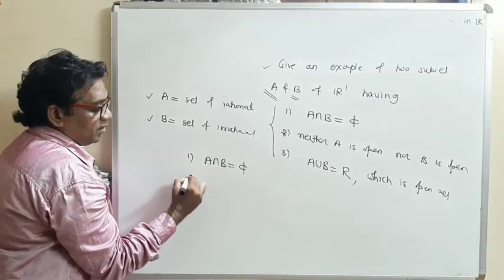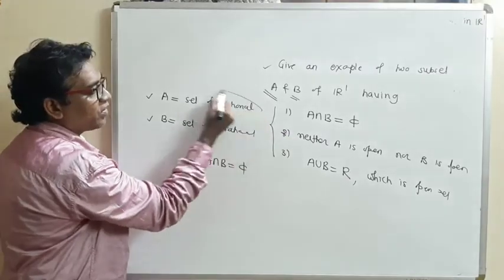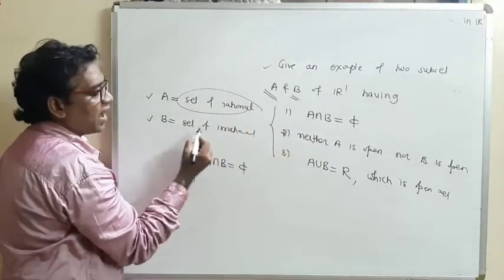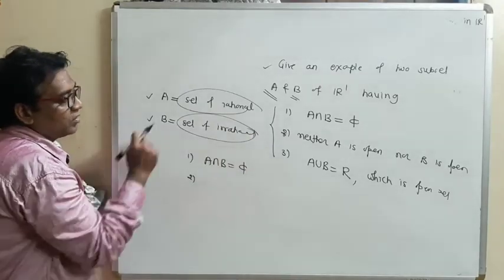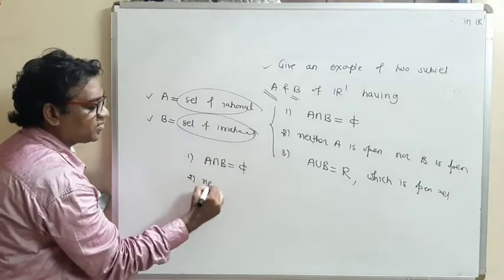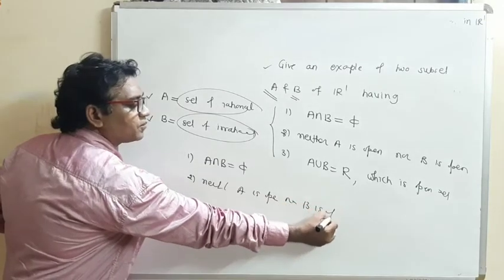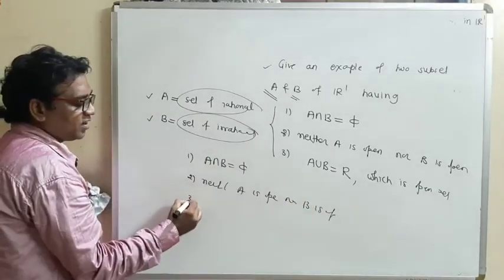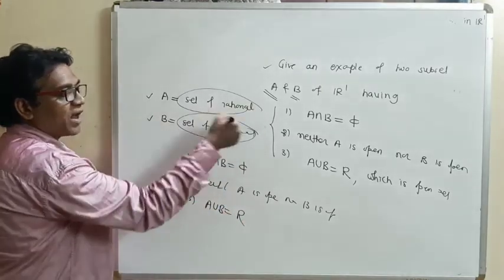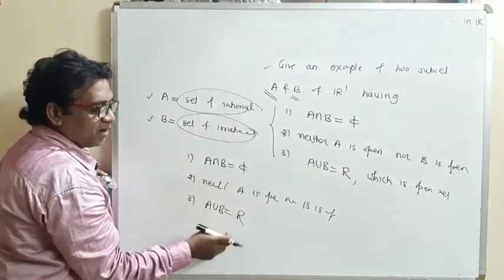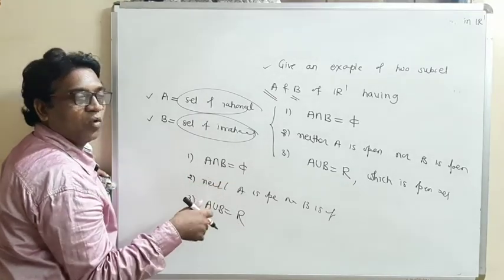This is again satisfying the second condition. Just now we have seen that the set of rational numbers is not open, as well as the set of irrational numbers is not open. So obviously it satisfies the second condition that neither A is open nor B is open. And obviously it satisfies the third condition. What is their union? The union should be the real line. The set of rational and irrational numbers, their union is the real line, and we have seen that this real line is an open set.